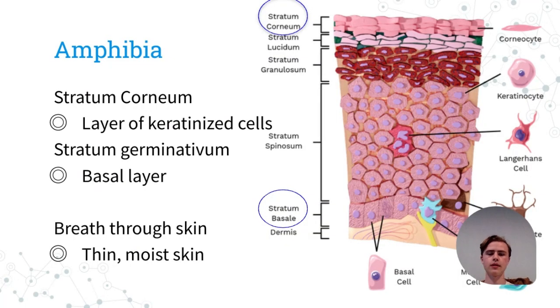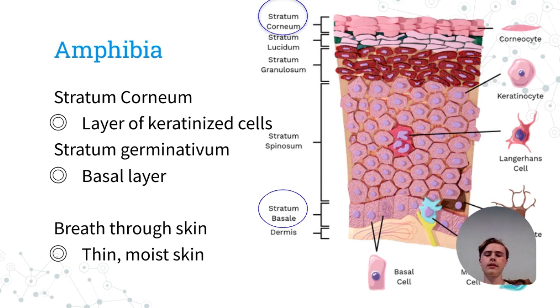All right, so moving on to amphibia. The epidermis of the amphibians is the stratum corneum, which is one layer of keratinized cells. And the thin and moist features of an amphibian's epidermis allow them to breathe through their skin, in addition to their lungs.